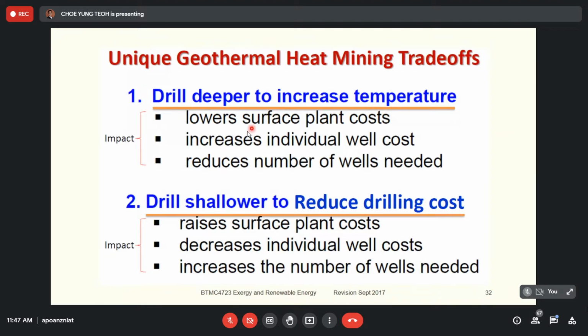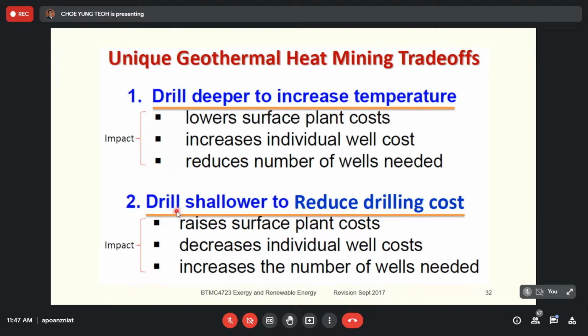Okay, and this lowers the surface plant cost if you drill deeper. You need fewer wells to generate a certain amount of power because you have better temperature, better output per well. Then you will increase the individual well cost because you drill deeper, so the cost will be more expensive, and you will reduce the number of wells needed to generate the same amount of power.